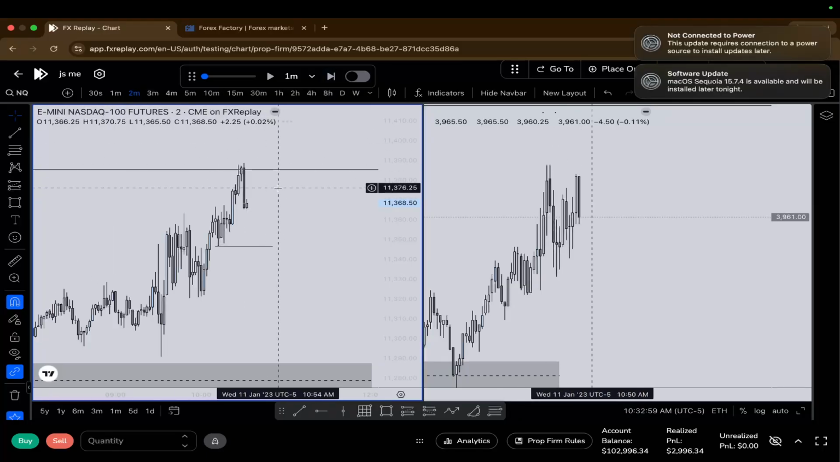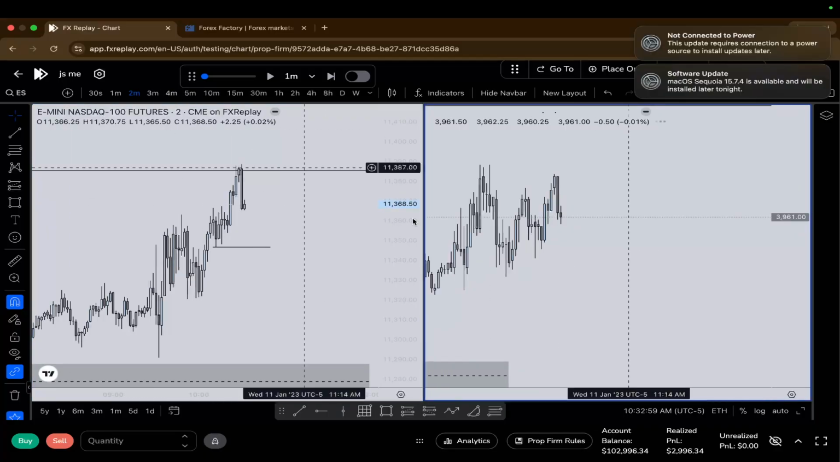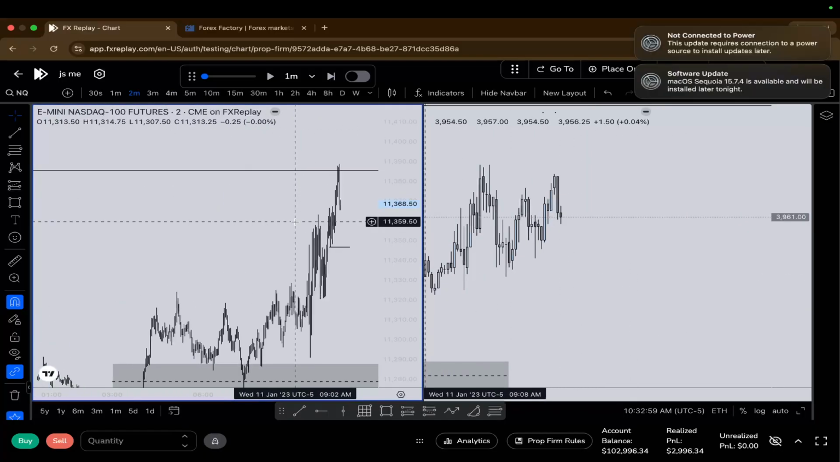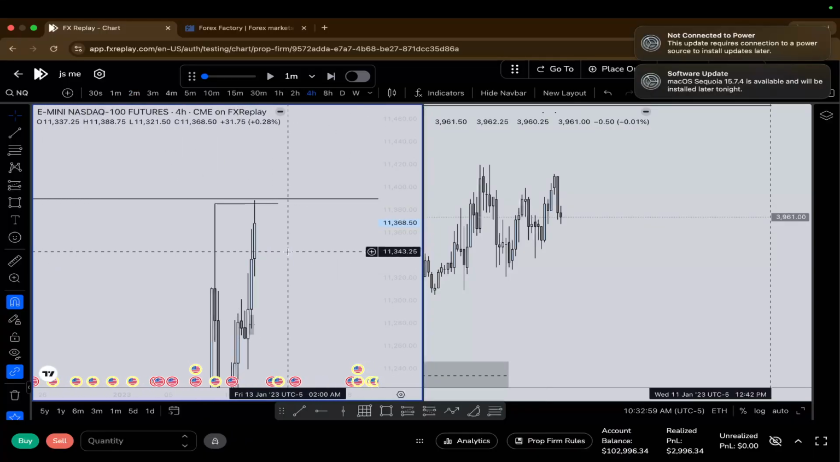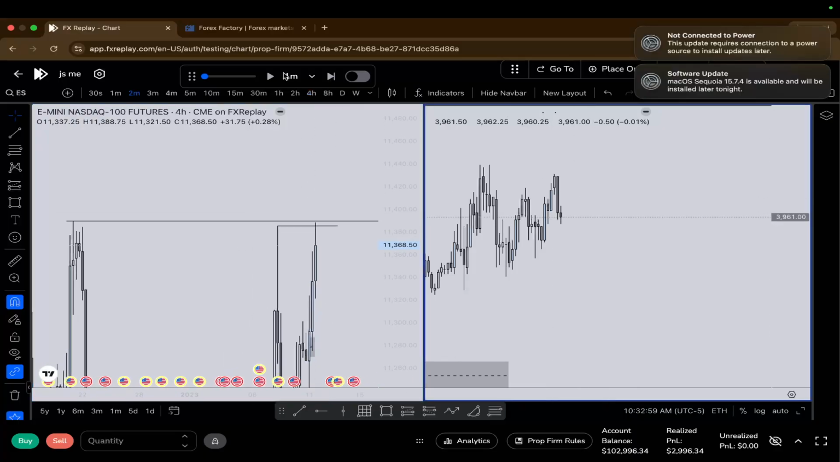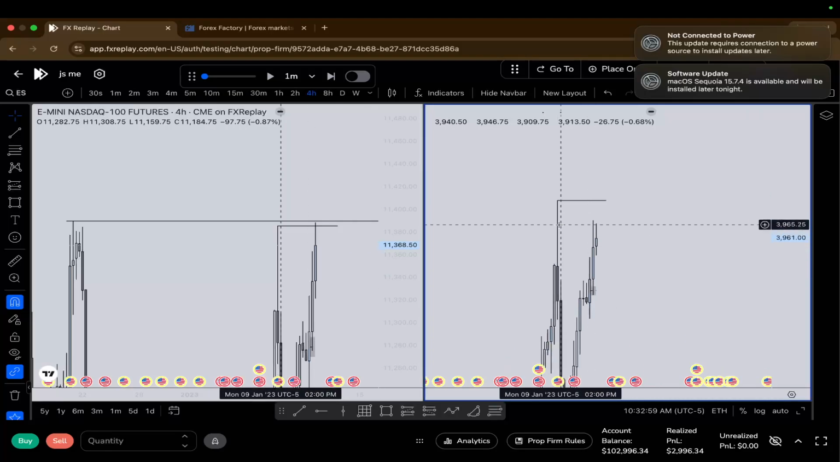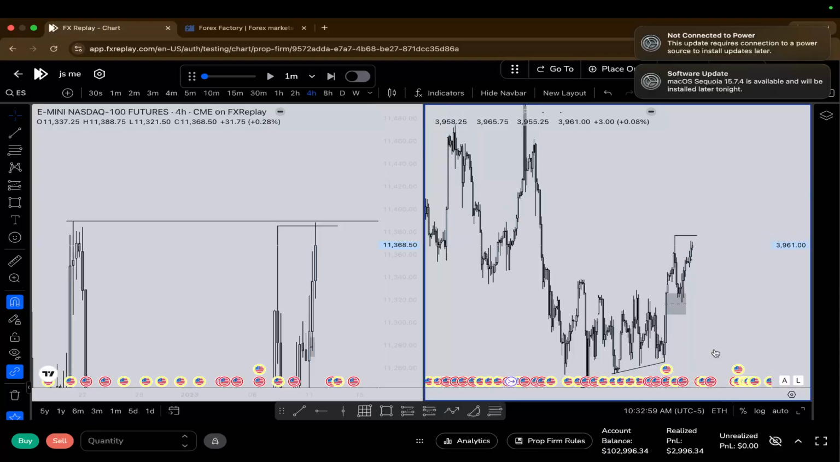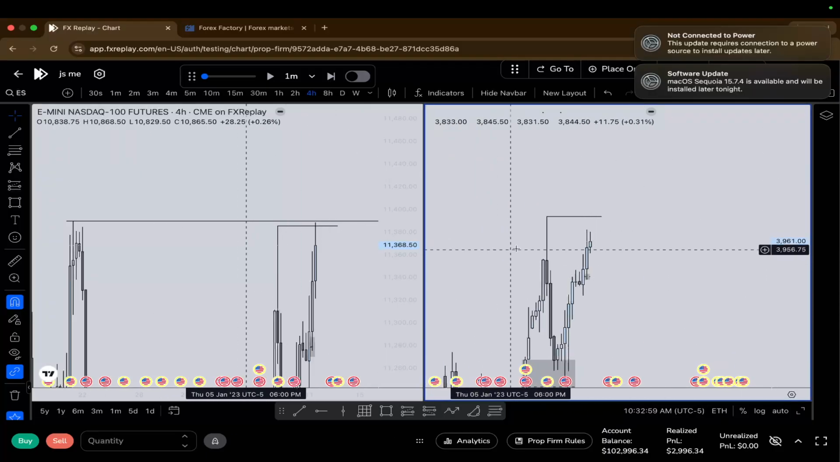Okay, we do inverse it. What are we looking like here? So we just swept this high. Now, what is price looking like right now? Oh, we SMT this. We completely SMT it actually. So we have an external SMT at the highs.